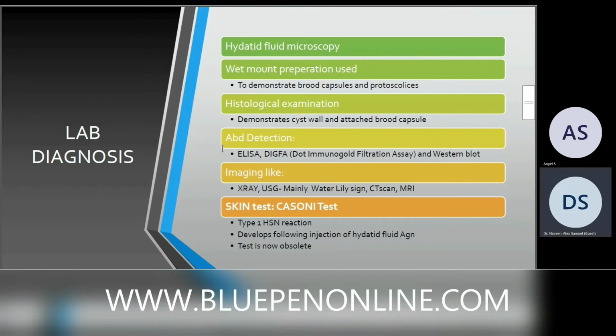Actually it's a test whose main principle is type 1 hypersensitivity reaction. It develops following the injection of hydatid fluid antigen. So it is now obsolete because it can cause a severe allergic reaction in the patient. Now it is not done because we have a lot of imaging techniques and antibody detection. But they might ask you what Casoni's test is done for. It is done for Echinococcus granulosus infection, and it is an example of type 1 hypersensitivity reaction. I'll be taking hypersensitivity reaction after the skin and soft tissue infections, when I go back to immunology. At that time I'll tell you the different types of hypersensitivity reaction.